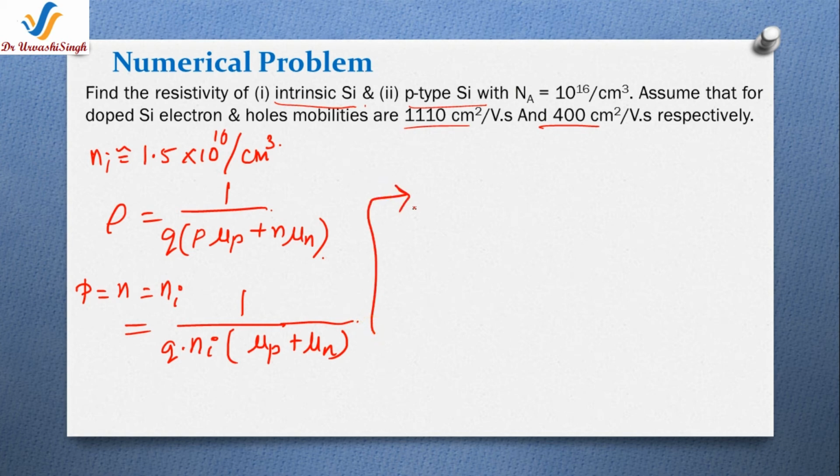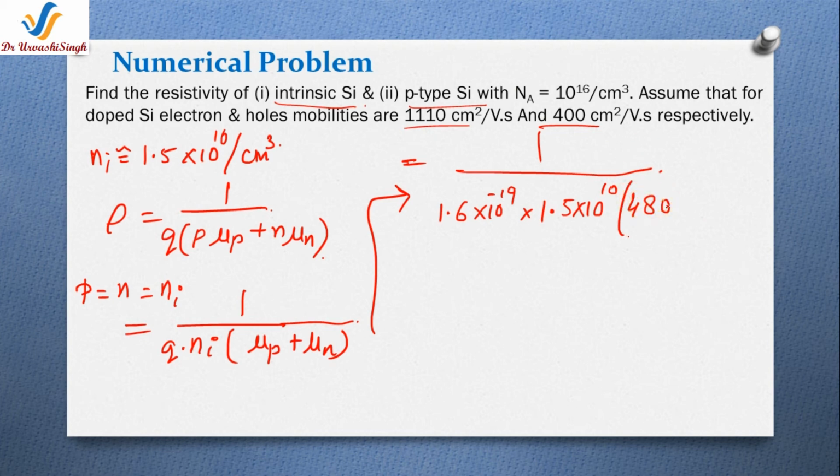So this is 1 upon q, which is 1.6 × 10^-19, multiplied by Ni, which is 1.5 × 10^10, multiplied by μp, which is 480 centimeter square per volt second, plus 1350 for the electrons, centimeter square per volt second. Solving this, the answer is 2.28 × 10^5 ohm centimeter. So this is the resistivity.